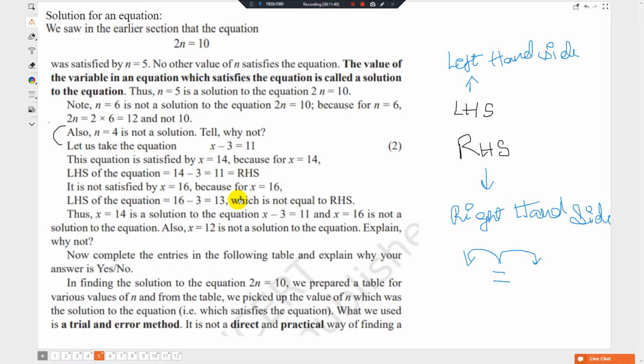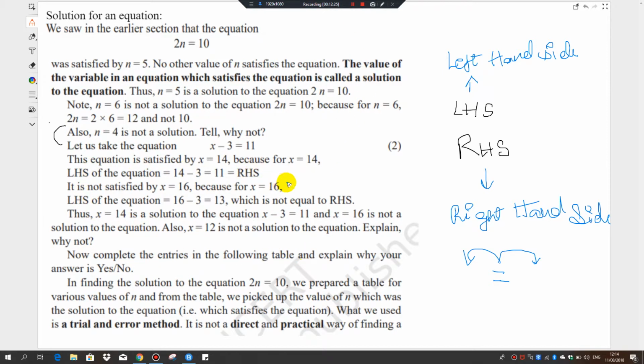It is not satisfied by x is equal to 16, because for x is equal to 16, the LHS of the equation is 16 minus 3, that is 13, which is not equal to RHS, right? Thus x is equal to 14 is a solution to the equation x minus 3 is equal to 11, and x is equal to 16 is not a solution to the equation. Also, x is equal to 12 is not a solution to the equation. Explain why not.